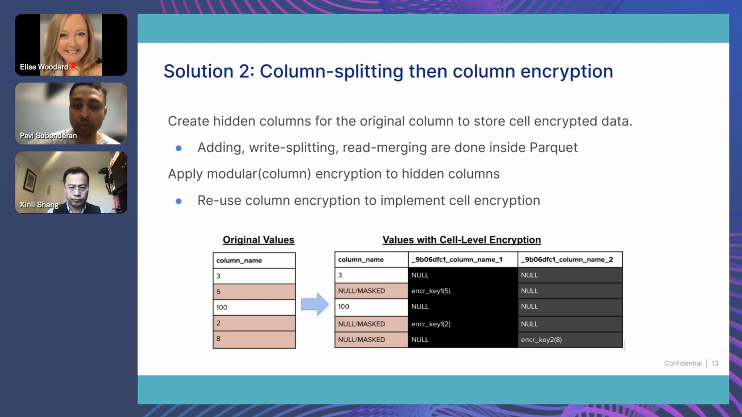The way we do the encryption is we reuse column encryption, where the entire hidden column is using column encryption, encrypting that whole column. And so we're able to achieve cell encryption while reusing the concepts of column encryption.